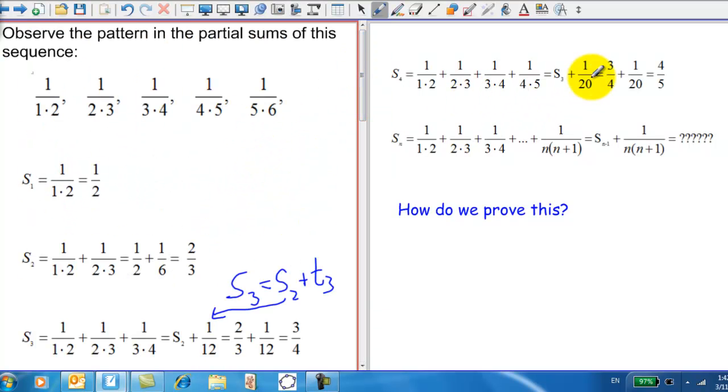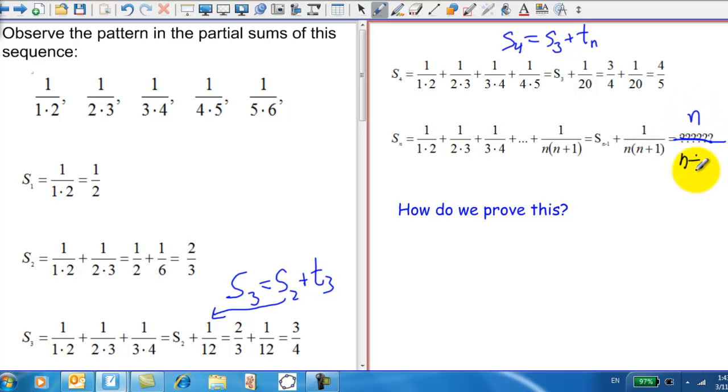And here's S sub 4. Notice the sum of the first three terms plus the fourth term gives you the sum of the first four terms. And that's 4/5. So it looks like we're always getting for our partial sum, 1 over n times n plus 1 being the nth term. What does this look like? We've got 1 half, 2 thirds, 3 fourths, 4 fifths. Sure enough, it looks like we always have n divided by n plus 1.